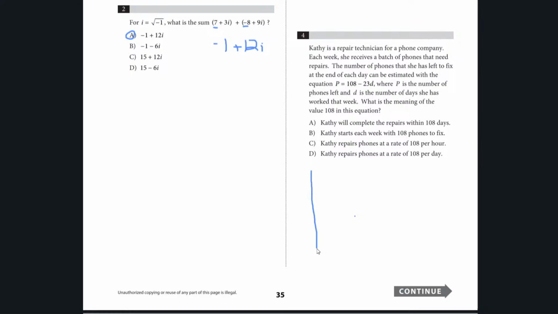If we were to draw this out on a graph, it would look something like this. It'd be a negative slope line where the y-intercept is at 108. So we know on day 0, when D is equal to 0, we're going to have 108 phones left. So that's how many phones she has to fix at the starting of each week, and that would be B.